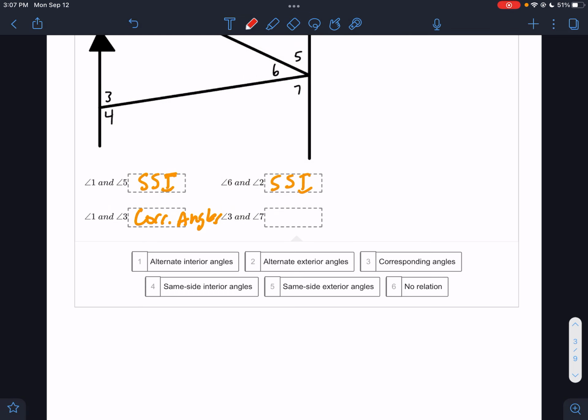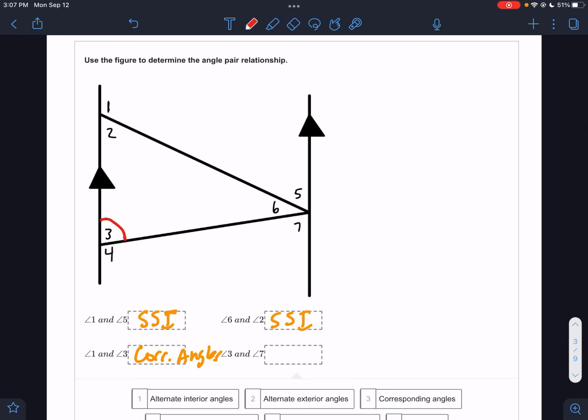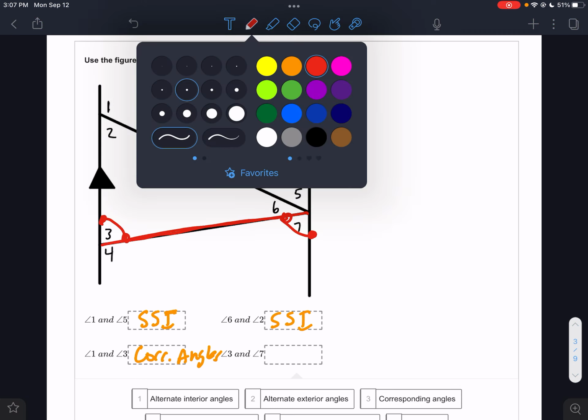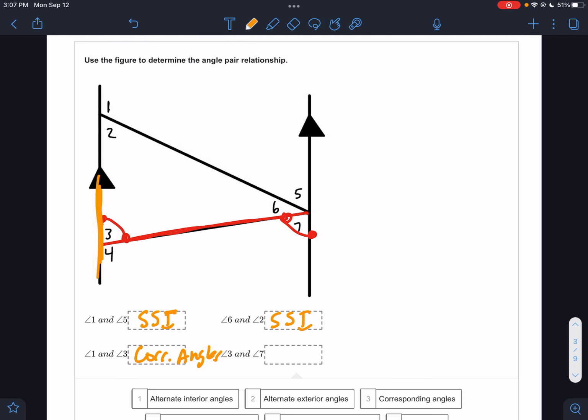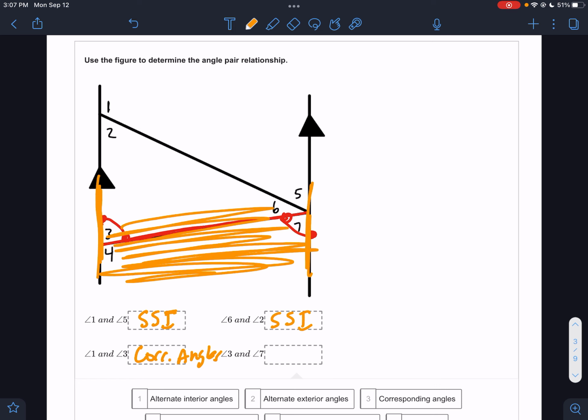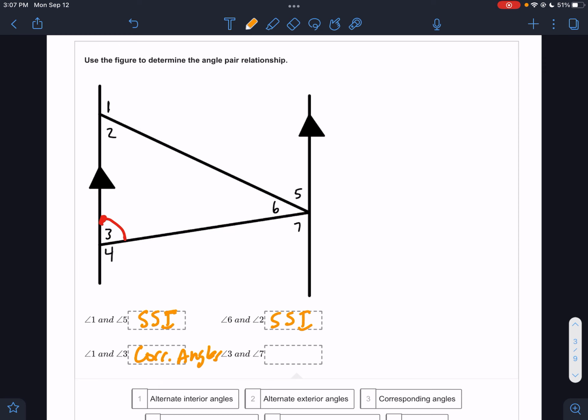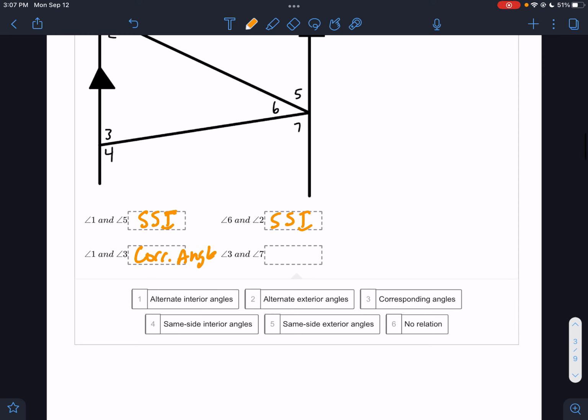And then the last group, angle 3 and 7. If I trace angle 3 and I trace angle 7, this is the line that they have in common. So that's the transversal. So I know it's alternating. They're on different sides of the transversal. Here's the other line for 3. Here's the other line for 7. Where are 3 and 7? They are both in between. They are in between the other two lines. So it is alternating interior angles. Boom.